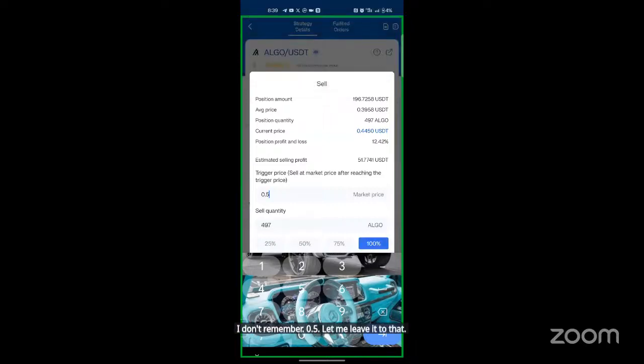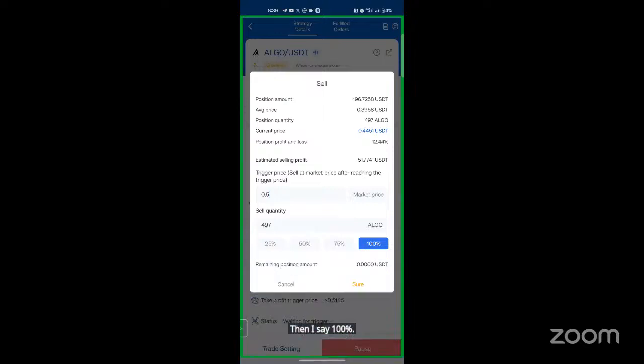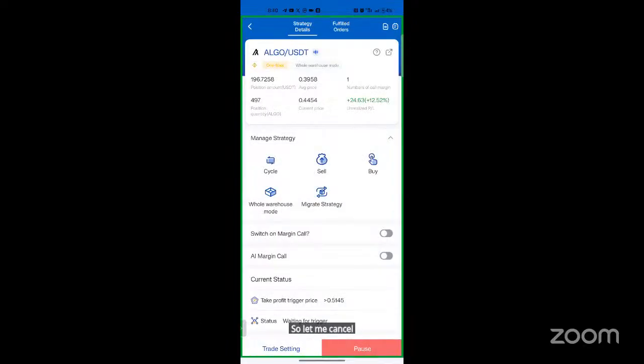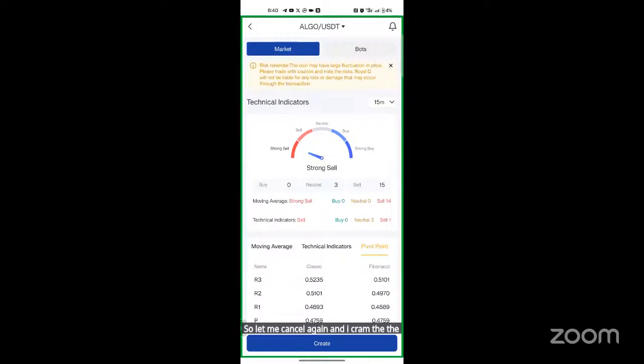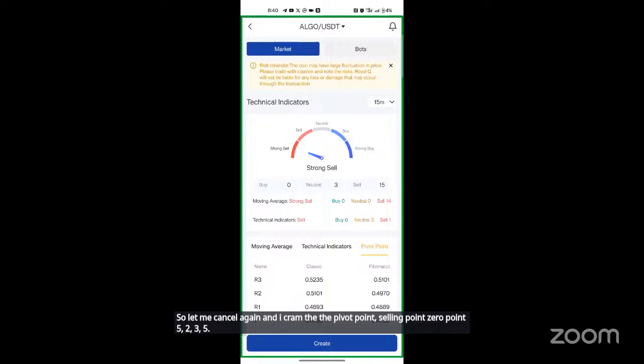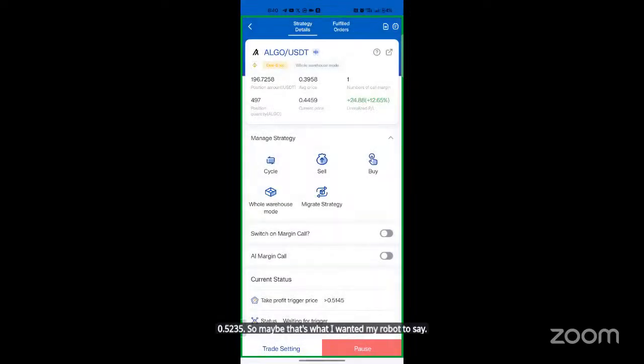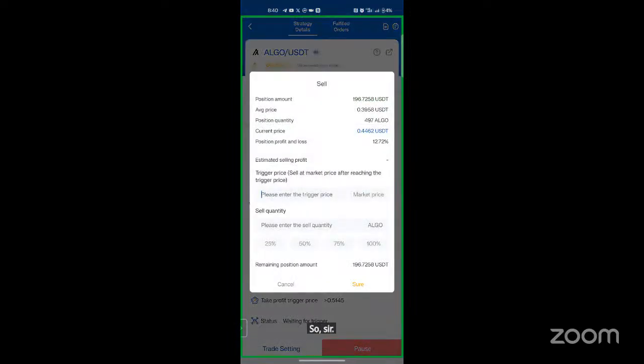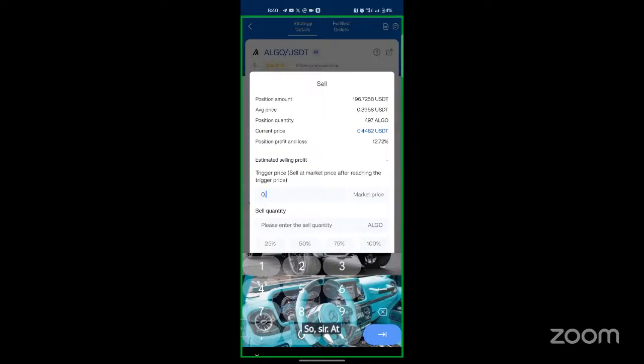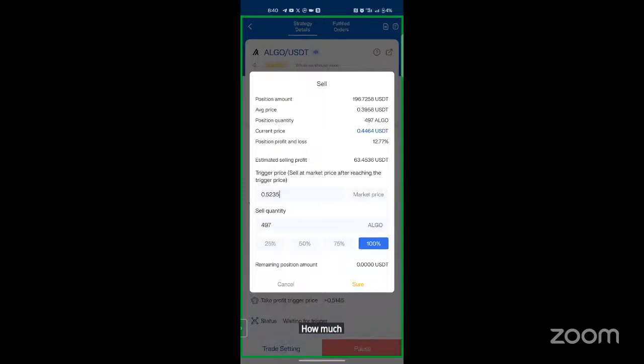Then I say 100%. It's trying to show me that it will pay me $51. So let me cancel again and I copy the pivot point selling point, 0.5235. So maybe that's what I want my robot to sell. So sell at 0.5235. How much of the coin? 100%. So when the coin reaches that highest price, it will pay me $63.